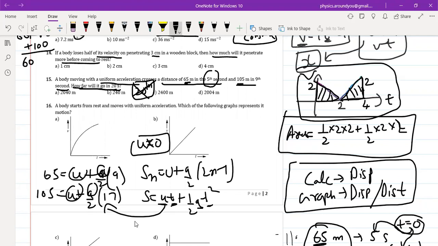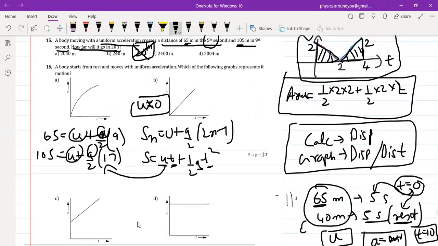Question 16, another graphical thing. They have given VT graphs everywhere. It starts from rest. So I can eliminate C and D at first because at t equal to 0, the velocity is not 0, right?